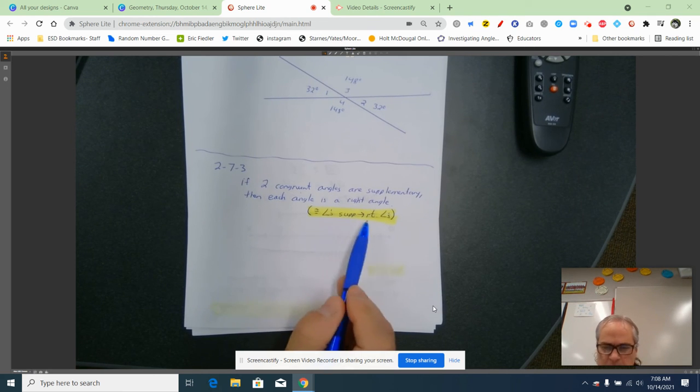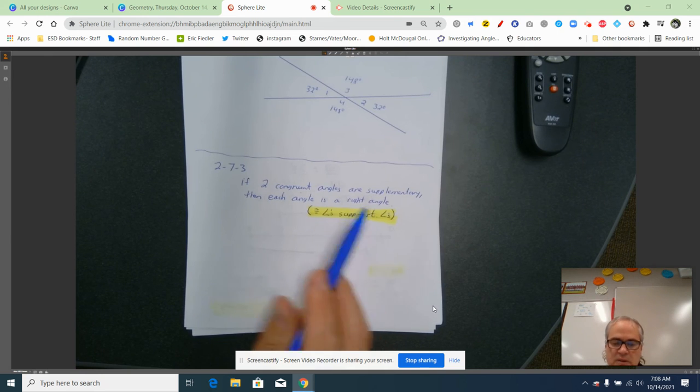So get used to seeing this and maybe start using this as your notes because it does get easier to understand as you go. Thanks.